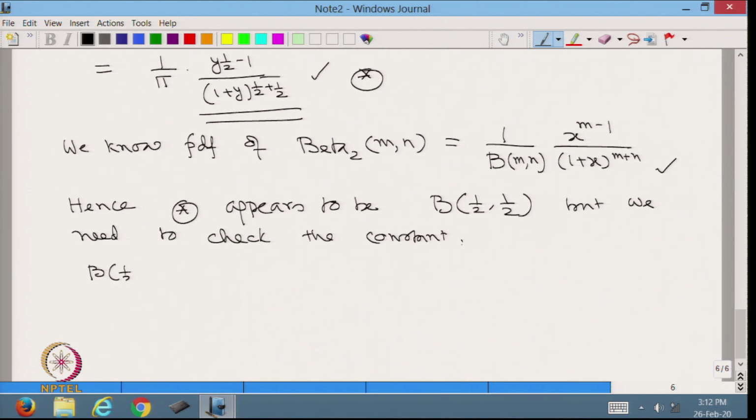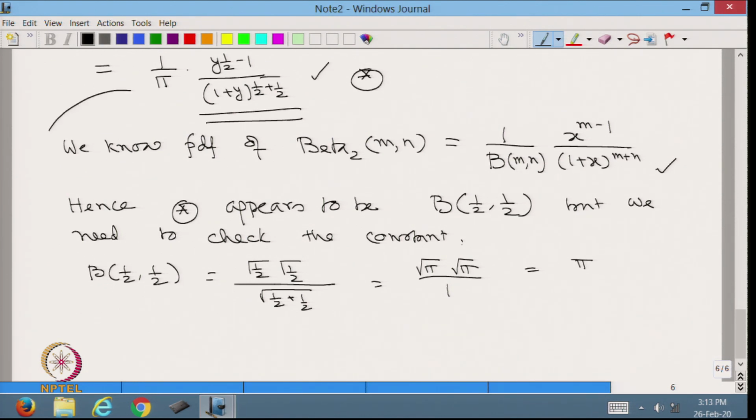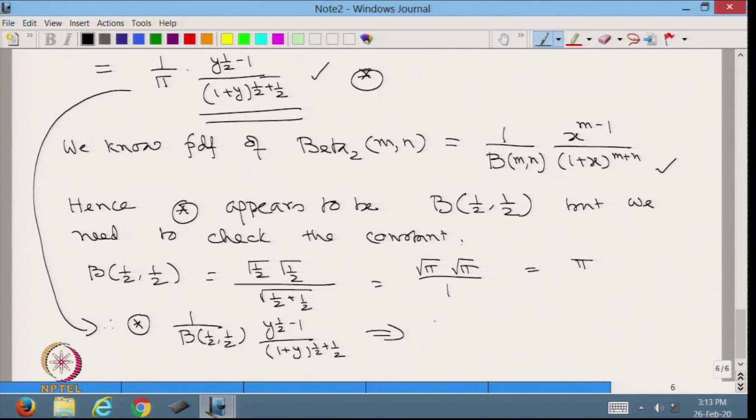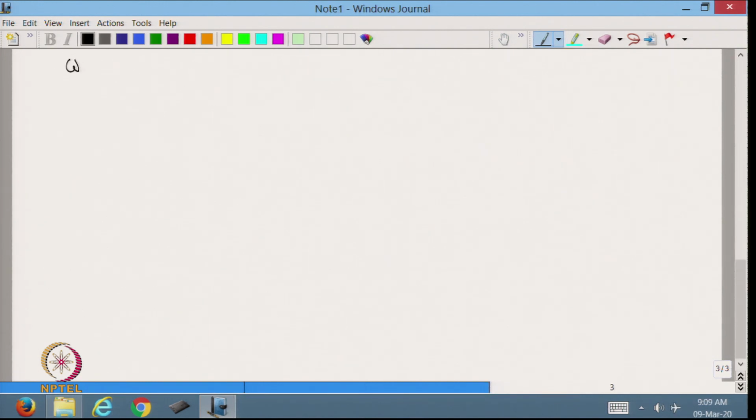Now, beta half comma half is equal to gamma half upon gamma half plus half, which is root pi upon 1, which is pi. Therefore, star is 1 upon beta half comma half y to the power half minus 1 upon 1 plus y whole to the power half plus half. This implies y is equal to x square is distributed as beta 2 with half comma half when x is Cauchy with 1 and 0.